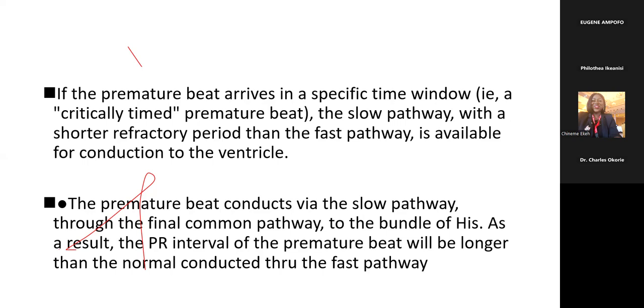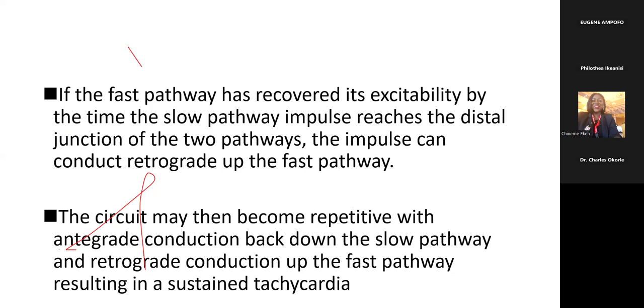So if the fast pathway has recovered its excitability by the time the slow pathway impulse reaches the distal junction of the two pathways, the impulse can conduct retrograde up the fast pathway. This circuit may then become repetitive, with antegrade conduction back down the slow pathway and retrograde conduction up the fast pathway. This results in a sustained tachycardia.